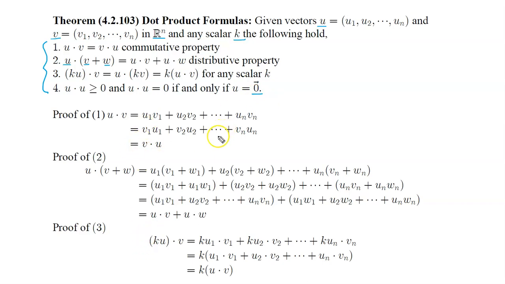So down here we have the proof of these properties. Let's take a look at a few of them. For example, number 1 is fairly easy to prove, the commutative property.